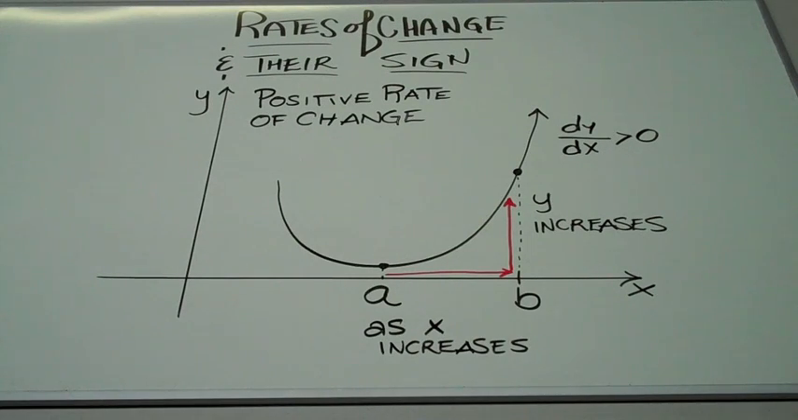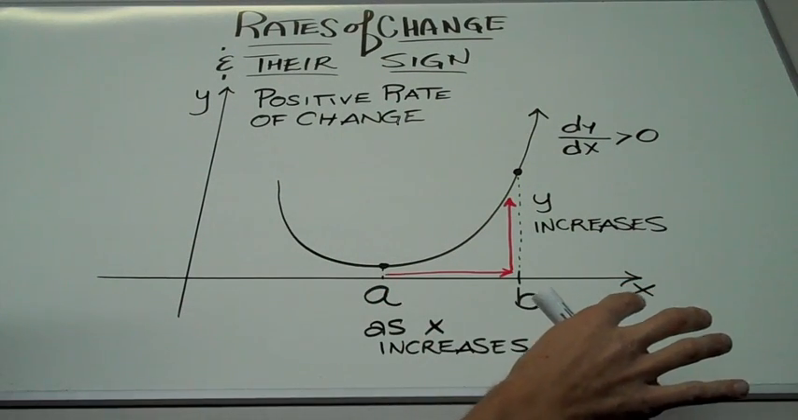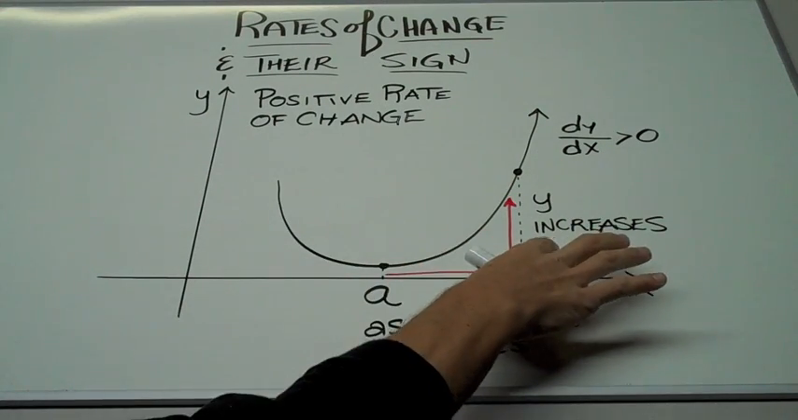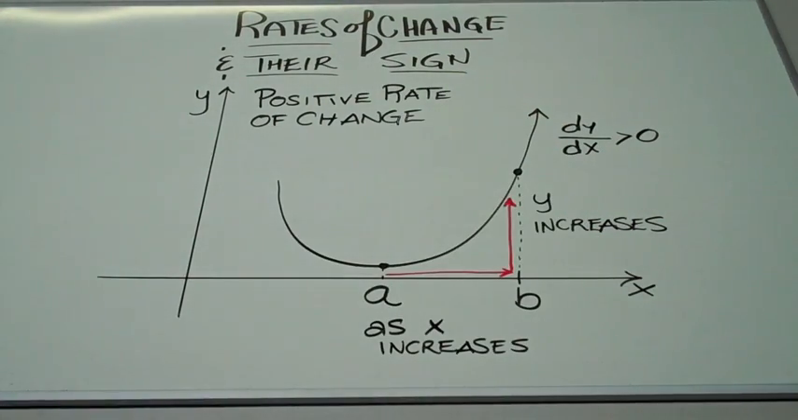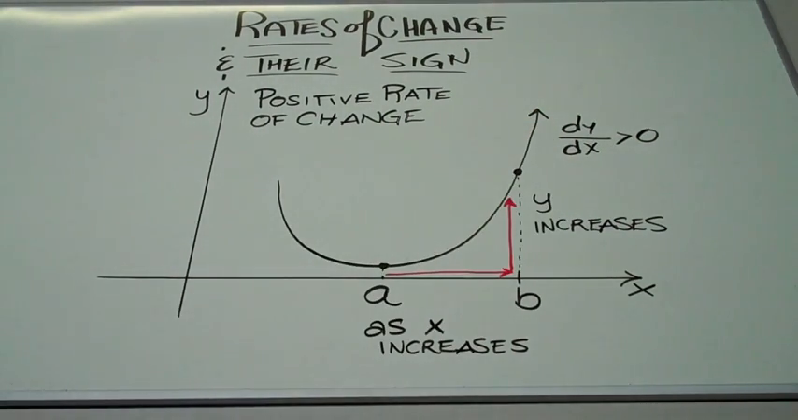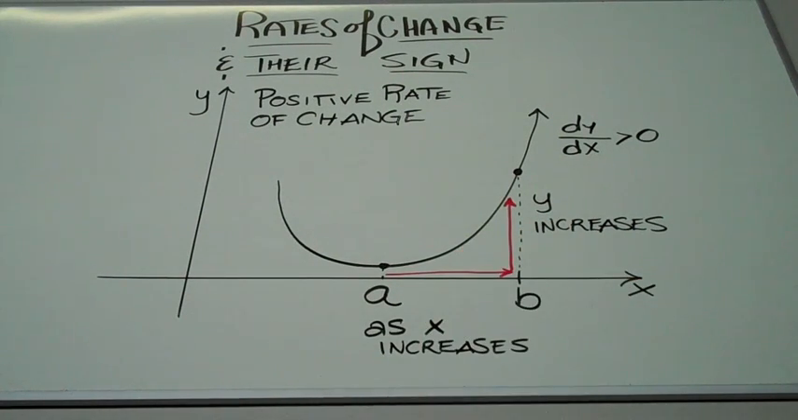Now let's talk about rates of change and their signs. First, let's consider a positive rate of change. If we have a positive rate of change over some interval from A to B on the x-axis, then y increases from A to B. So as x increases, y increases, and we have a dy dx, or derivative. How is y changing with respect to x? That's going to be a positive rate of change. As x increases, y increases.